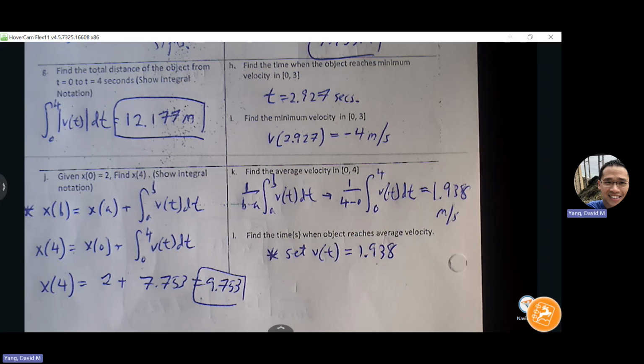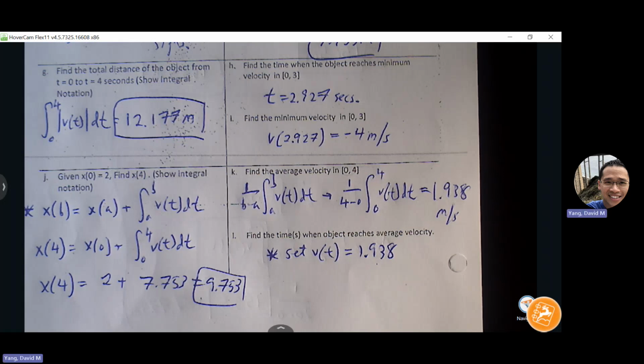The other option is, why don't we do v of t minus 1.938 and graph this function? Because whenever this graph hits the x-axis, that's the solution we're looking for, right? So if I graph this function instead, I can simply look for my x-intercepts, and my x-intercepts will be the t-values that make this statement true, which is where v of t is equal to 1.938.